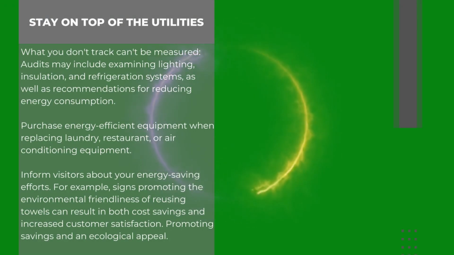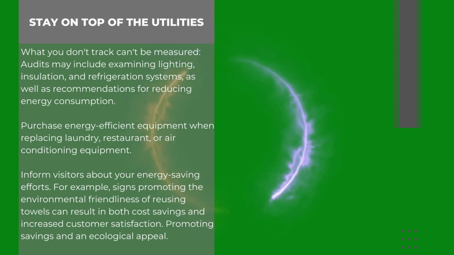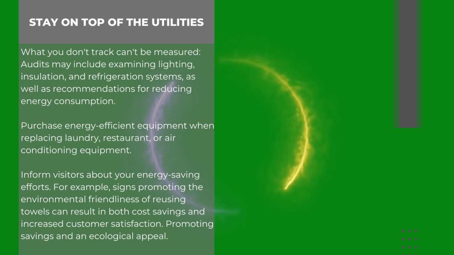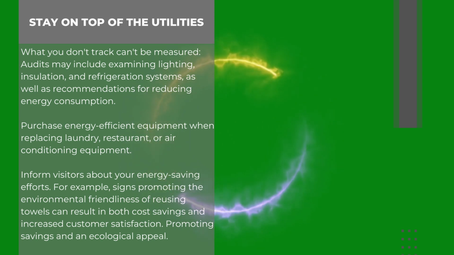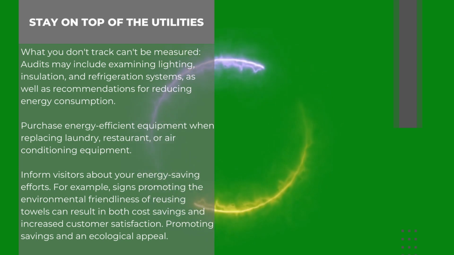What you don't track can't be measured. Audits may include examining lighting, insulation, and refrigeration systems, as well as recommendations for reducing energy consumption. Purchase energy-efficient equipment when replacing laundry, restaurant, or air conditioning equipment.